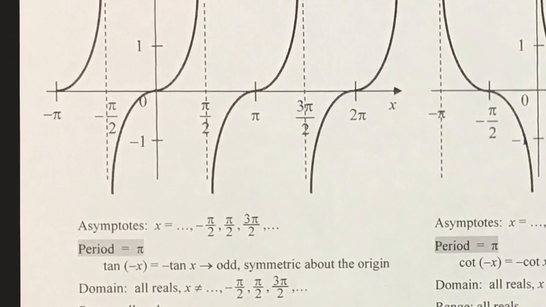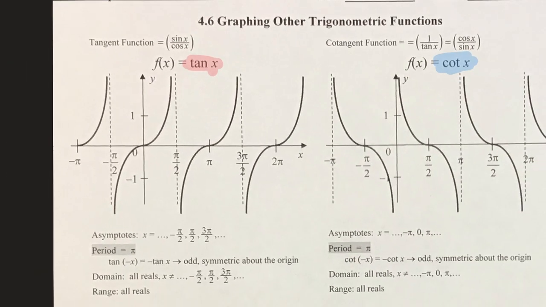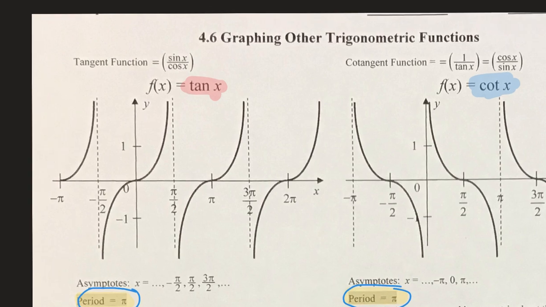Okay? Let me bring your attention to the period. The period for tan and cotan is pi. These are the only ones of our 6 trig functions that have a period that's not 2 pi. Period is pi. Okay, the range is all real values, but the domain is not. There are places on our graphs that the x value cannot be, so we have a limited domain, but we have an unlimited range.